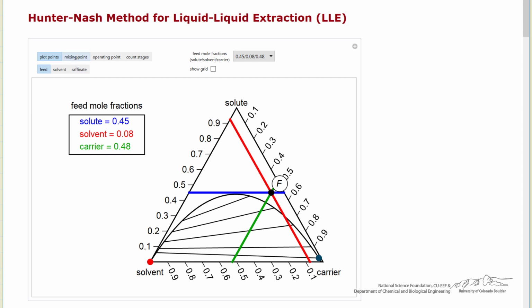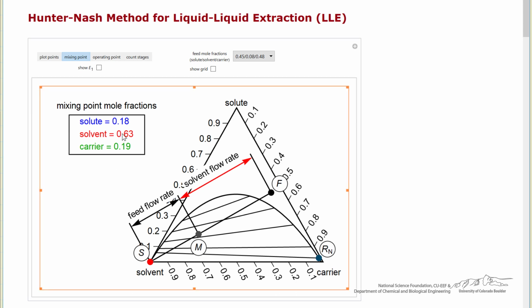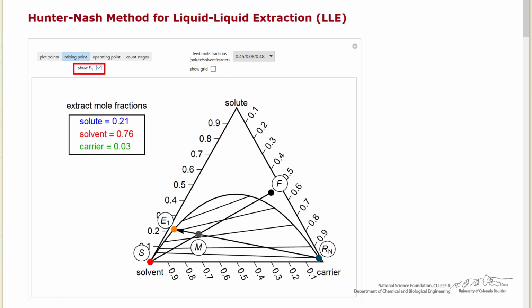Let's step through the mixing point. It takes the feed and the solvent, and the mixing point has to be on a line between those two. And remember, the feed flow rate is 1,000, solvent 1,500, so these distances are in that ratio. We can locate the mixing point, and therefore this shows the mixing point composition. We can next show E1 by selecting this box, and E1 has to go through that mixing point and through the raffinate Rn. So we now have the locations for E1.